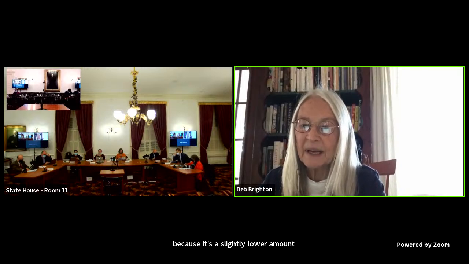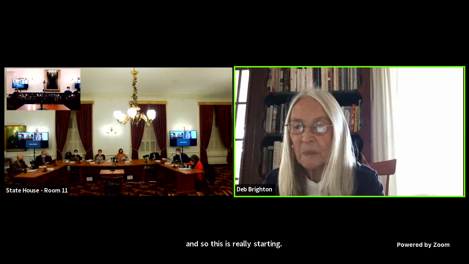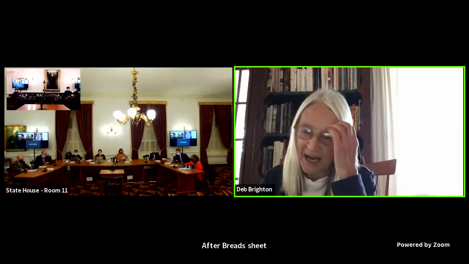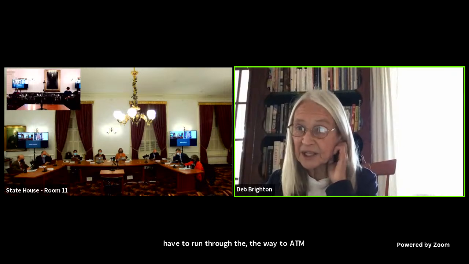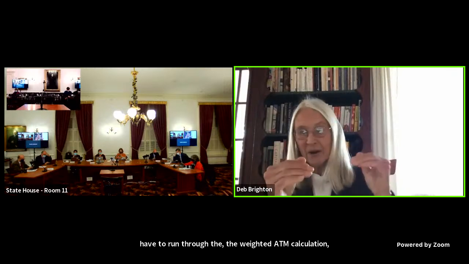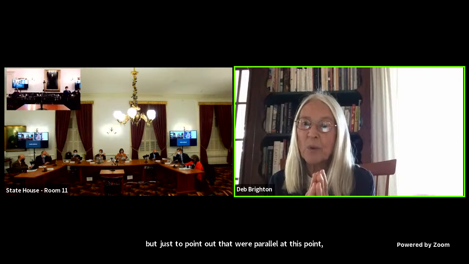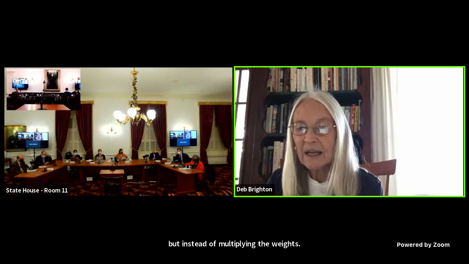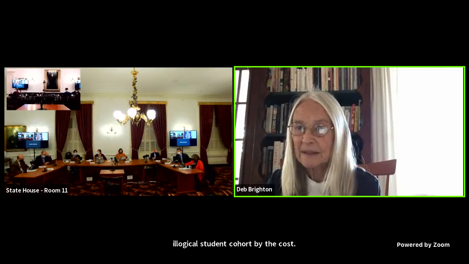And so this is really starting after Brad's sheet at column 3. All right, and I just put that in there, not that you have to run through the weighted ADM calculation, but just to point out that we're parallel at this point. But instead of multiplying the weights by a student, we would have multiplied the eligible student cohort by the cost, and we come up with column 4, which is the cost equity payment.